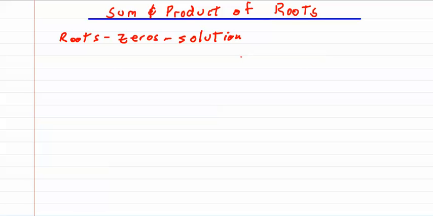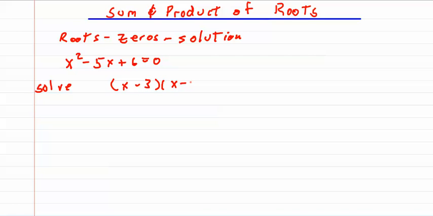All right, so let's look at an equation. x squared minus 5x plus 6 equals 0. And now I'm going to solve this. Hopefully you recognize that factoring is the easiest way to solve it. (x minus 3)(x minus 2) equals 0. We set this factor equal to 0: x is equal to 3. We set this factor equal to 0: x is equal to 2.